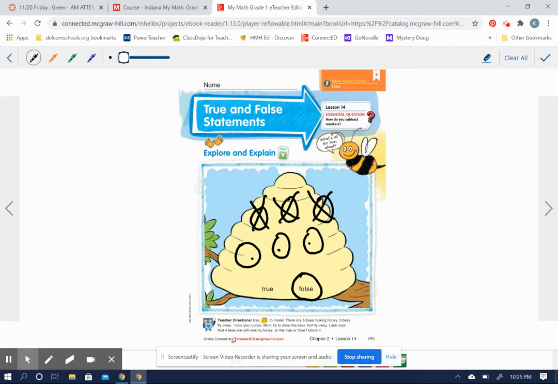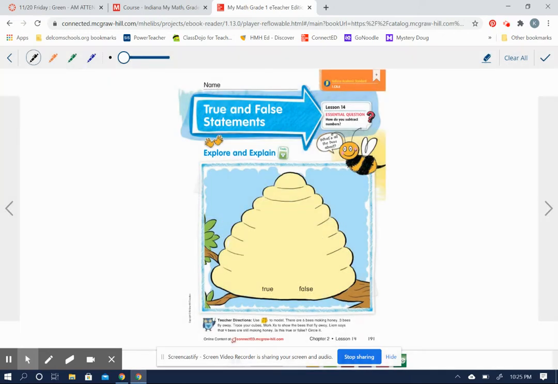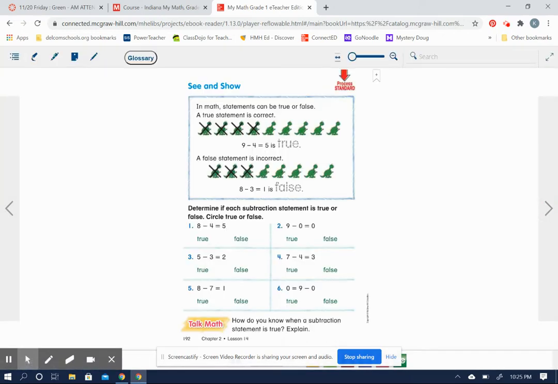Okay, let's go ahead and turn the page. In math, statements can be true or false. A true statement is correct. 9 minus 4 equals 5. They've got 9 turtles up here, and they've marked out 4 of them. And so let's see how many are left. 1, 2, 3, 4, 5. So yes, 9 minus 4 equals 5. That is true. So go ahead and trace the word true.